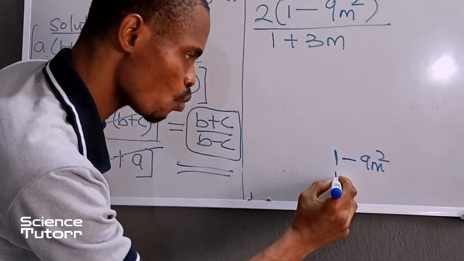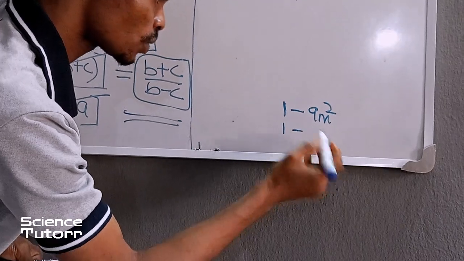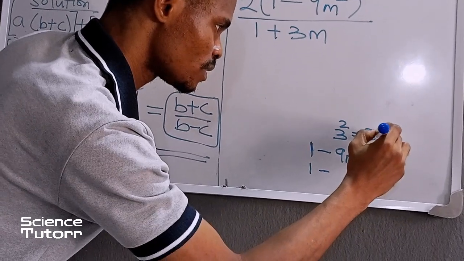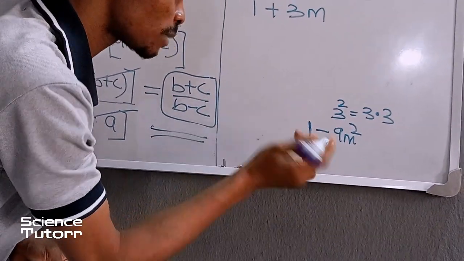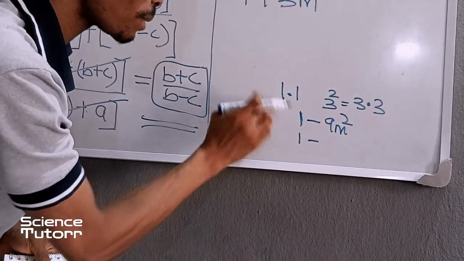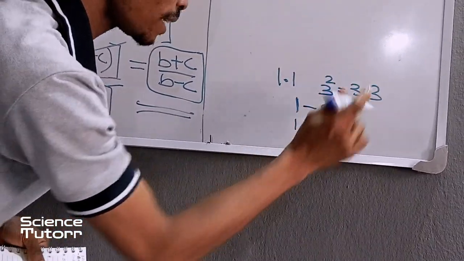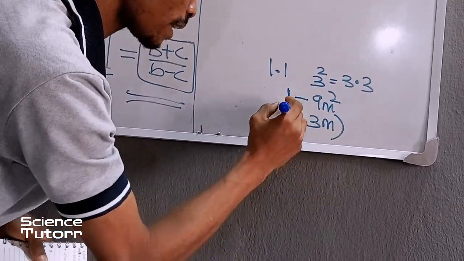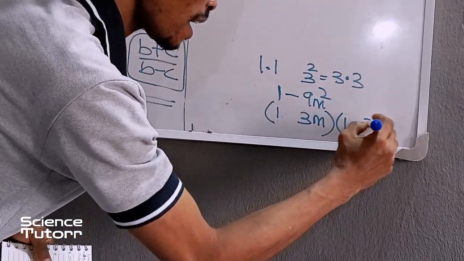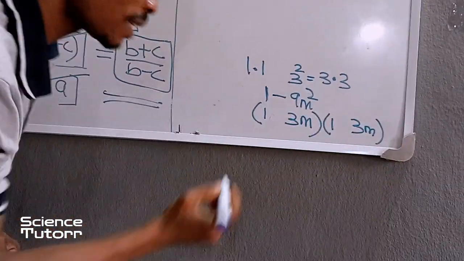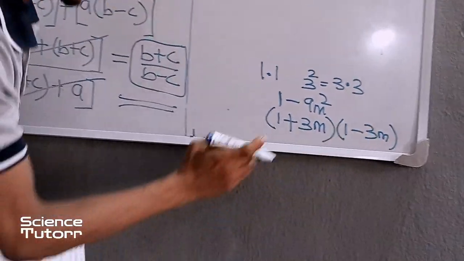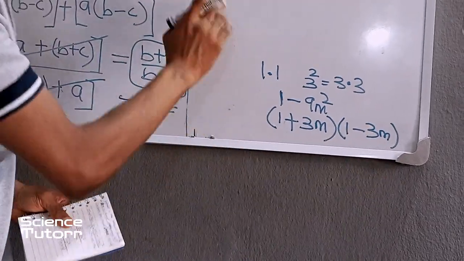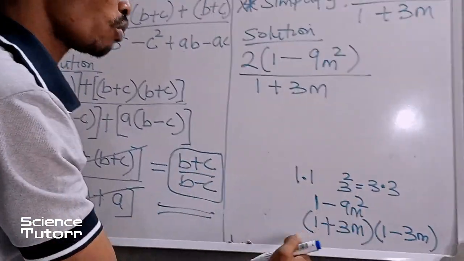So I can have it as 1 minus 9m can be expressed as 3 raised to power 2. That means 3 times 3. 1 can also be expressed as 1 times 1. So I bring 1 here. I bring 3 here. I also have n in one bracket. I bring 1 again and 3 and in another bracket I put my plus and minus. So difference of 2 squares, 1 minus 9m squared can be written like this. So in place of 1 minus 9m squared, I'm going to be writing this.